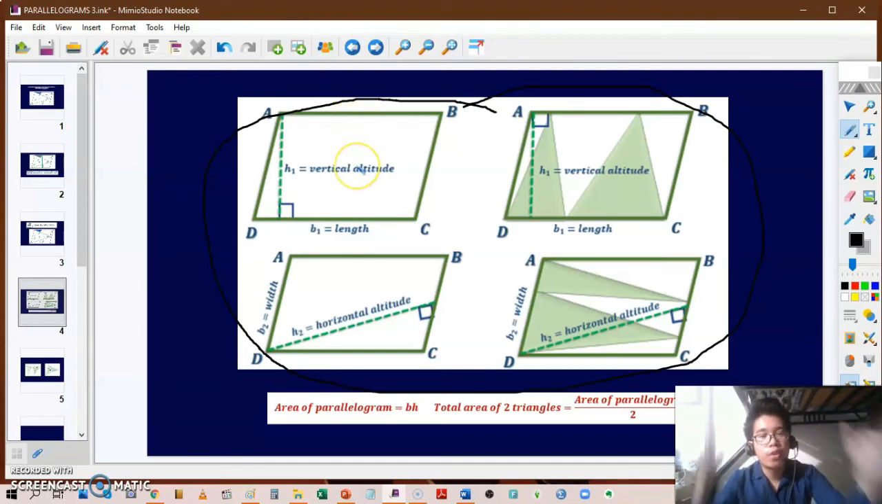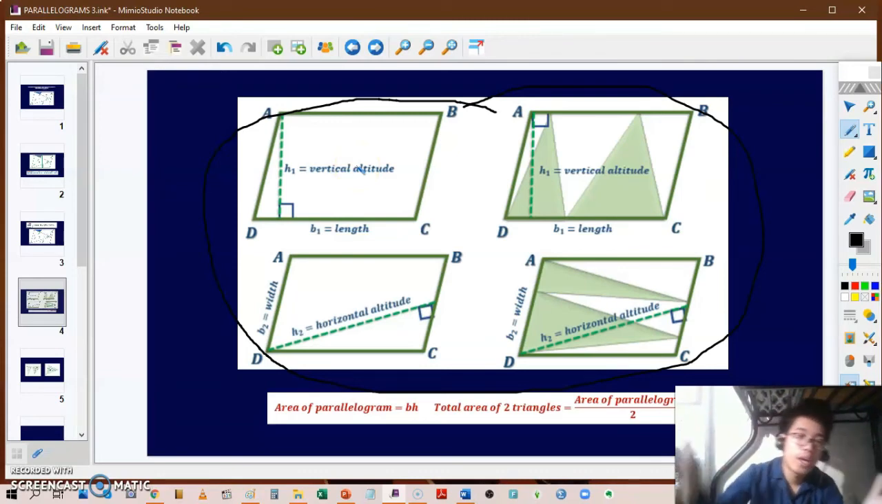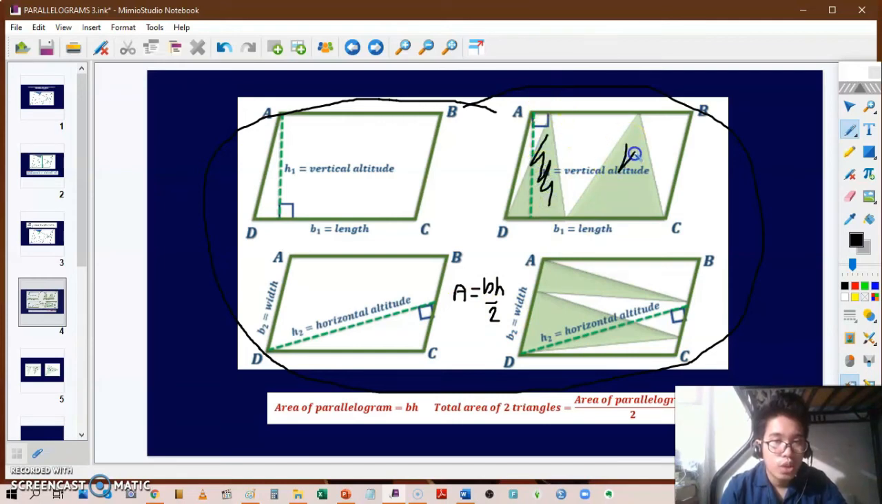Okay, so if you have your vertical altitude, it has a base sub 1 length. And when you flip it, it's going to be the width, and the vertical altitude turns to a horizontal altitude. And of course, the area of a parallelogram will always be equal to base times height. Okay, but since there are two triangles here, we can divide that by 2, and therefore we get the area of the two triangles here, which is base times height divided by 2.